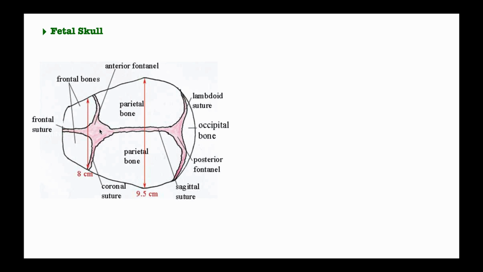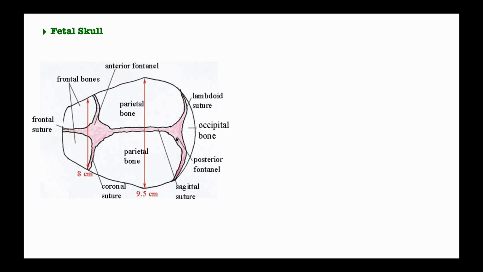Now, where the sutures meet form what we call the fontanelles, and so we have the anterior fontanelle and the posterior fontanelle. The anterior fontanelle is diamond in shape, or it has four main sides, and it is formed where the coronal suture, the sagittal suture, and the frontal sutures meet. And the posterior fontanelle is formed where the sagittal suture and the lambdoid suture meet, and so it is triangular in shape. It gives us information about the presenting part of the fetus, or the part of the fetus which is being presented.